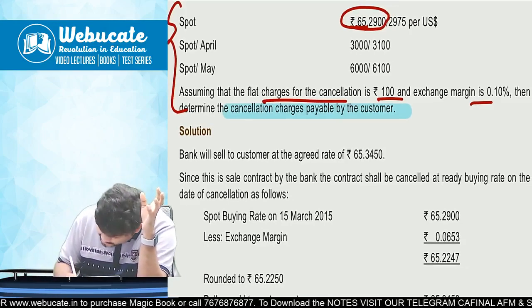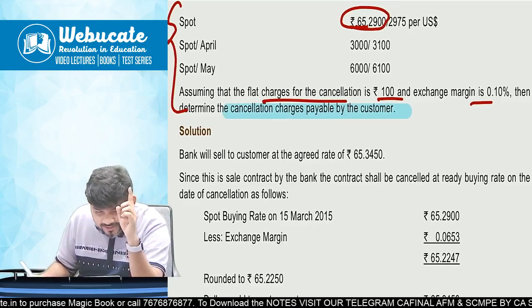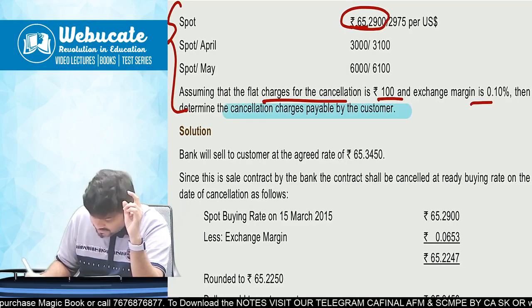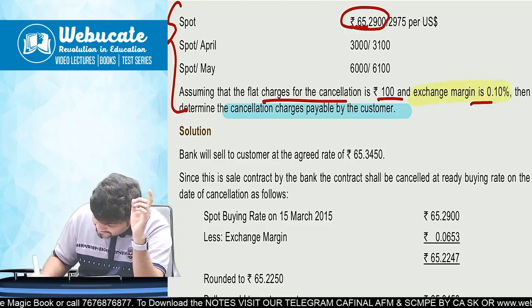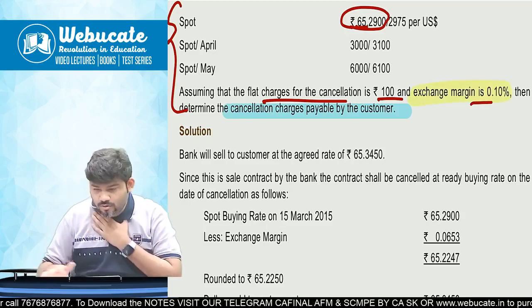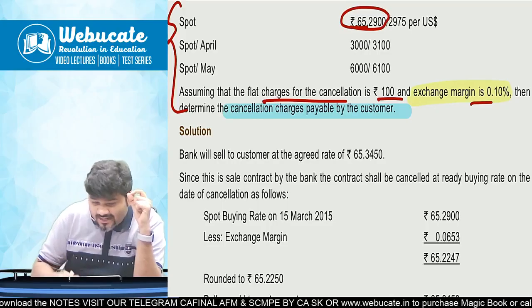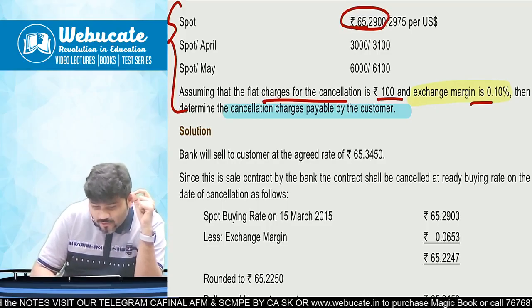This is where students make a mistake in this kind of sum. So far it was easy. Now look here. They have told us that there is an exchange margin at the rate of 0.10%.